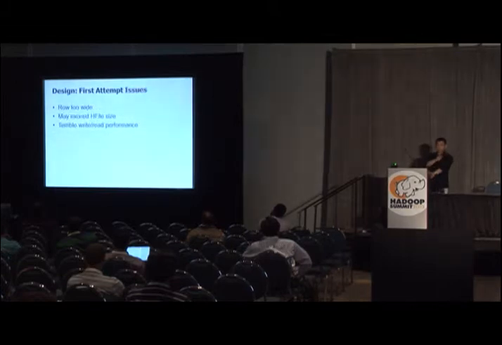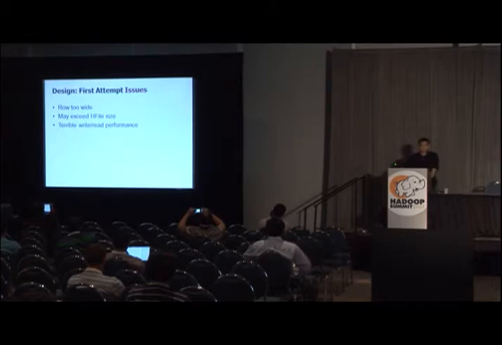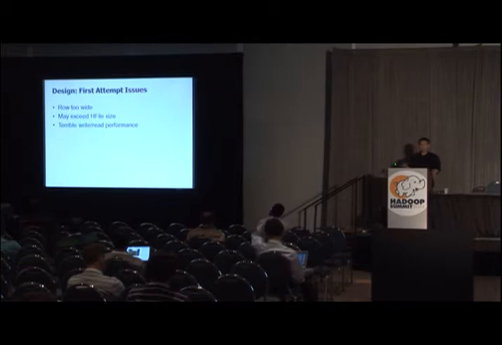Of course, there were several issues that we ran into with this design. The row got too wide, right? We keep pushing users into the row, and over time, it gets out of control. The row can get really wide and large, and it may exceed the HFile size, and that causes a lot of problems in HBase. And that leads to really bad read-write performance.